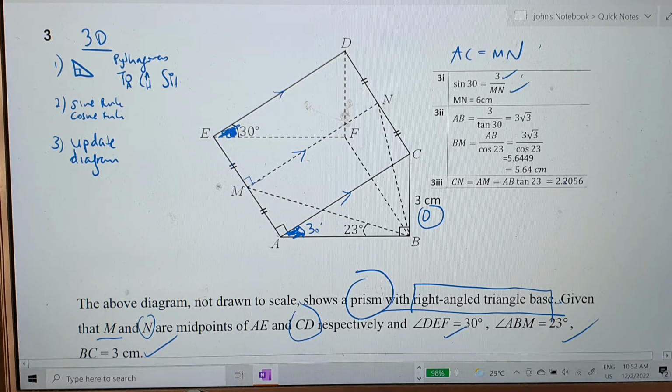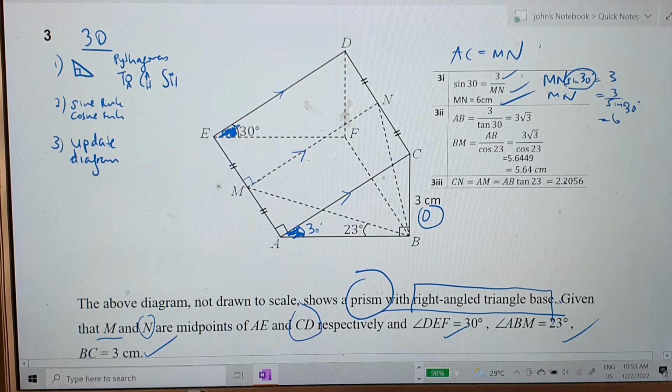Okay, then those who don't understand how I get 6, you so-called cross multiply, or you times MN on both sides. You will have MN sine 30 equals to 3. Then now I don't want the sine 30, right? So I divide both sides by sine 30. Then I'll get this. You press calculator. Make sure you're in the degree mode. You will get 6. Finish.